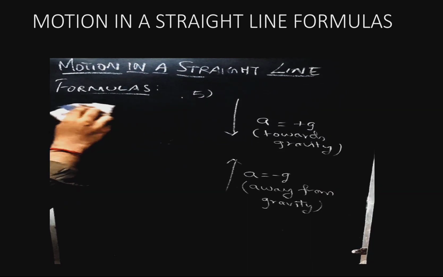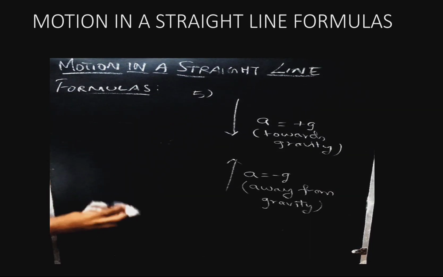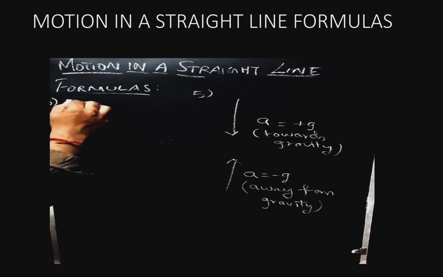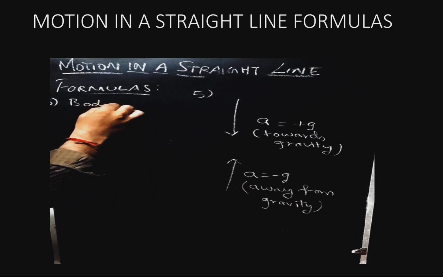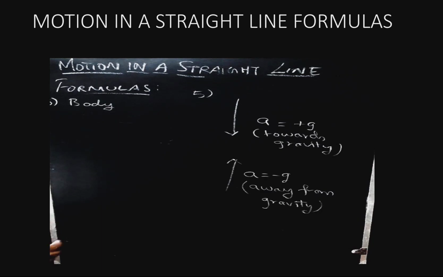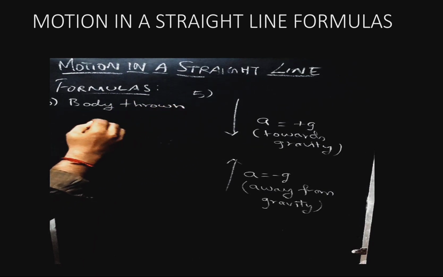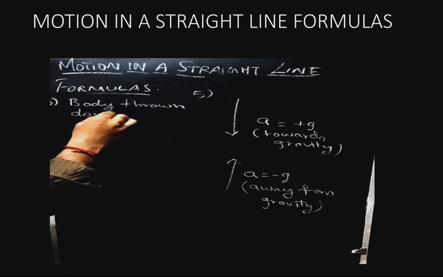Instead of A, I am going to replace it as G. So the first case we are going to discuss is, say for example, the object is coming down. The body is automatically thrown downwards. So that is the next part.